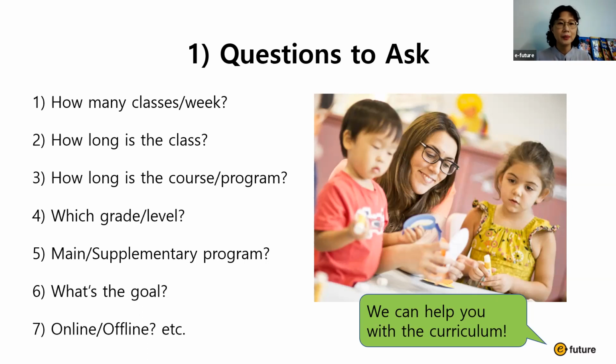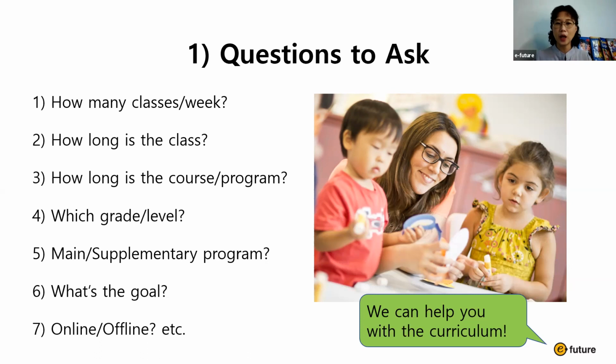How old are they, and what are their English levels? And number 5, main program or supplementary program? Are you looking for your main program or supplementary program? Number 6, what's the goal? When students finish this course, what's their goal? What's their achievement? You have to think about the goal of the course. And online or offline? Do you want to deliver the lessons online, or are you going to teach classes in the classroom? These are the questions you have to ask before you think about the curriculum.